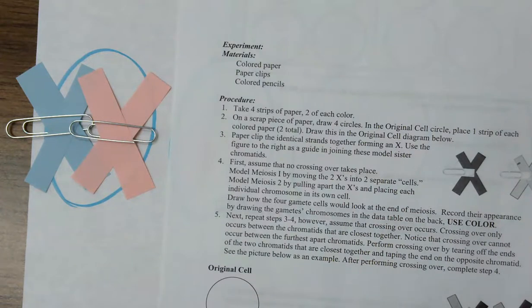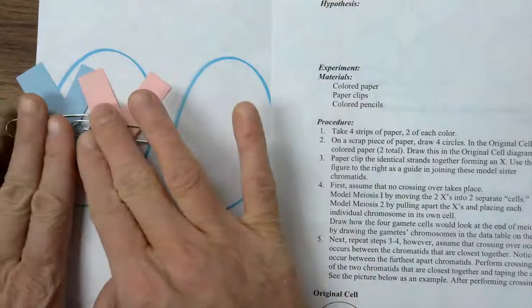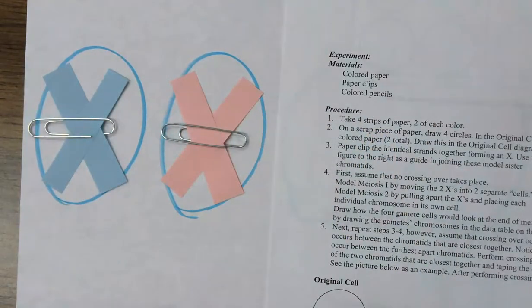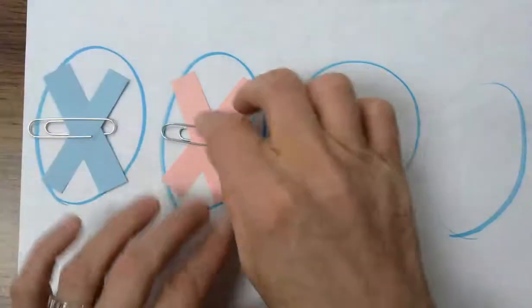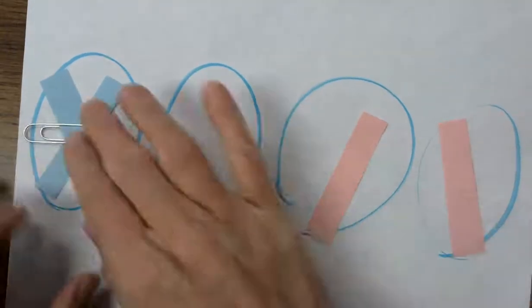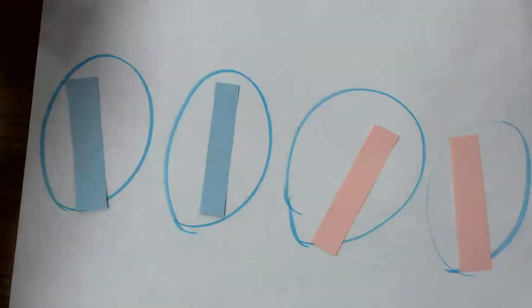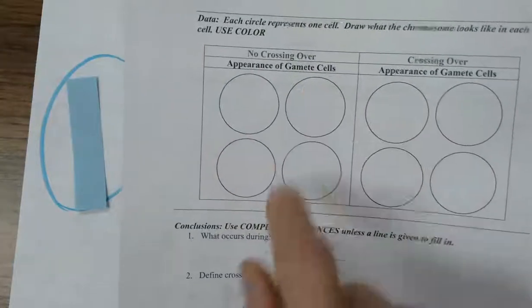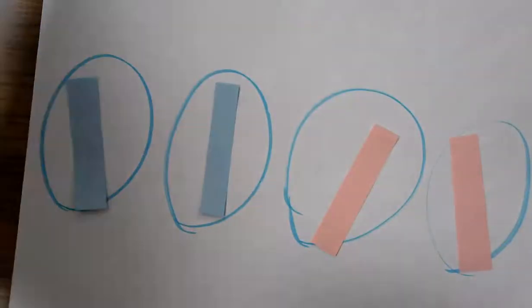We're going to model meiosis 1 by moving the 2 X's into 2 different cells. So I've gone through all the steps of meiosis 1, and now these 2 are separated in these 2 cells. Then I'm going to go through meiosis 2, and I am going to separate these further. So I'm going to separate this one into 2 separate cells. I'm going to separate this one into 2 separate cells. Now what I want you to do is draw that in these circles. So 1 line in each one to show what I have right here.